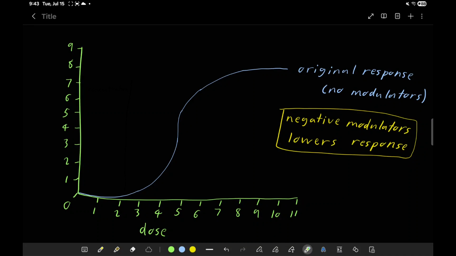So now let's say that the allosteric modulator that we added was not a positive modulator, but instead a negative modulator. Well, as we said before, this lowers or antagonizes the normal response that the agonist produces.